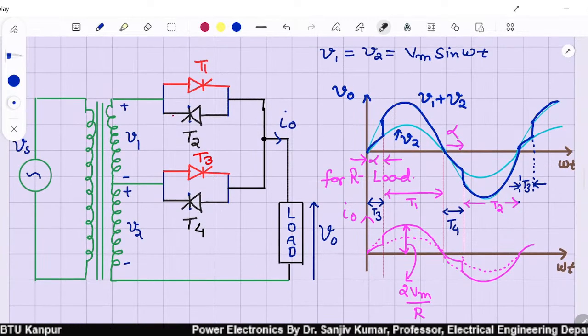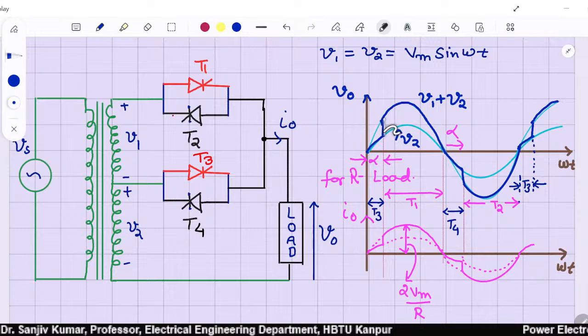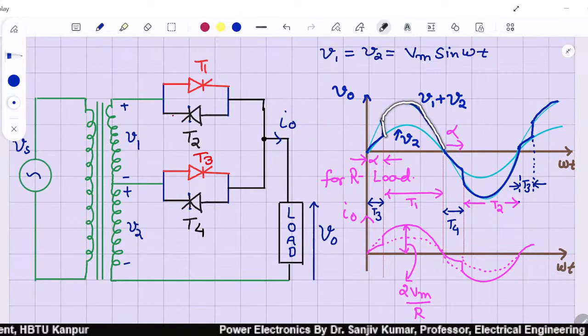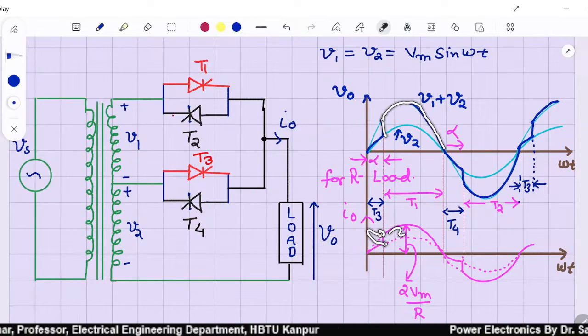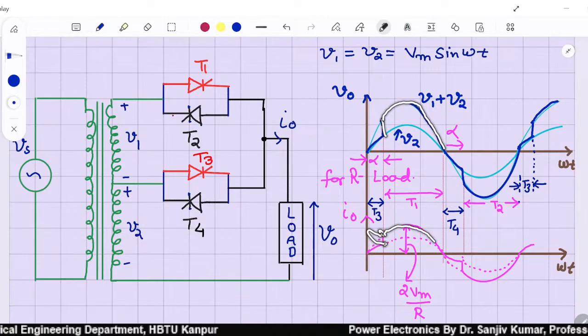Now you trigger T1 at an angle alpha. The moment you trigger, as the load is resistive, the voltage reaches up to this and it will follow the curve V1 plus V2. At the same time, current will jump from this Vm by R to 2 Vm by R and it will follow the curve 2 Vm sin omega t.